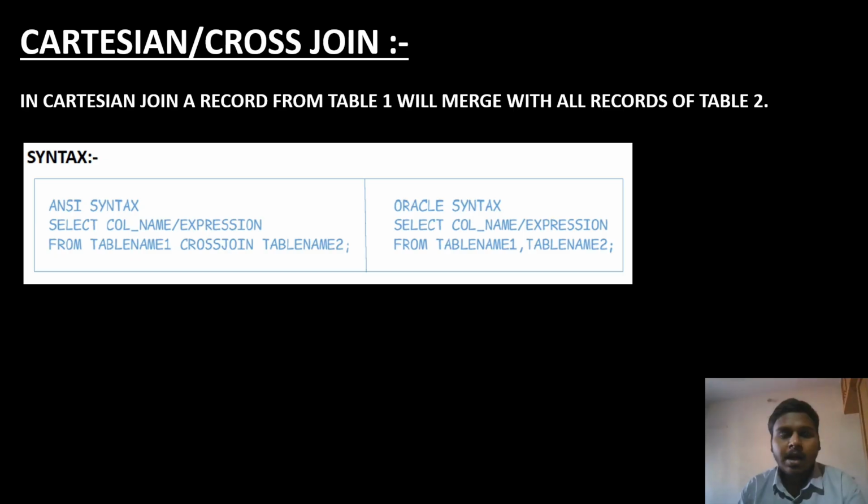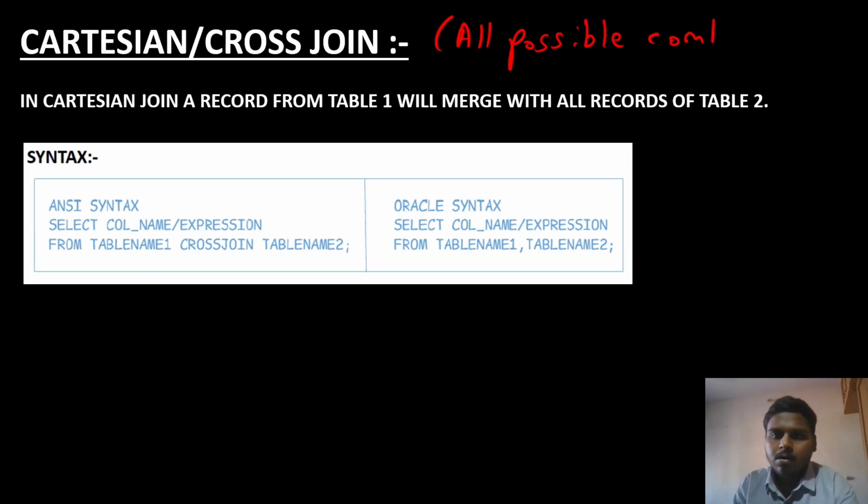First is Cartesian or cross join. Why is it used? It is used to get all possible combinations. To get all the possible combinations, we use Cartesian or cross join. Sir, what is the meaning of all possible combinations?